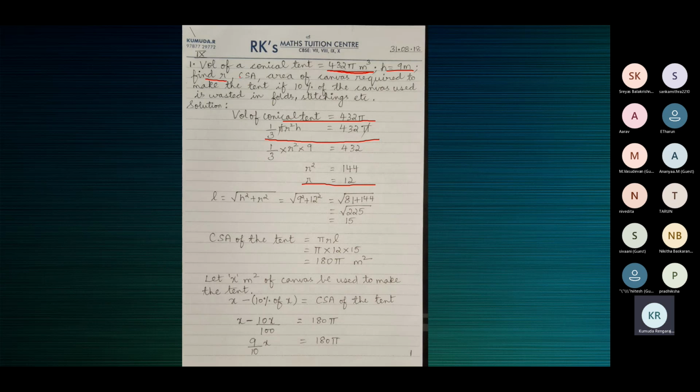Next, we have to find the CSA. The formula to find the CSA is pi r L, wherein you need to substitute for r and L. R we just found, but we do not have the value of L. So we find the value of L using this relation, root of h square plus r square.